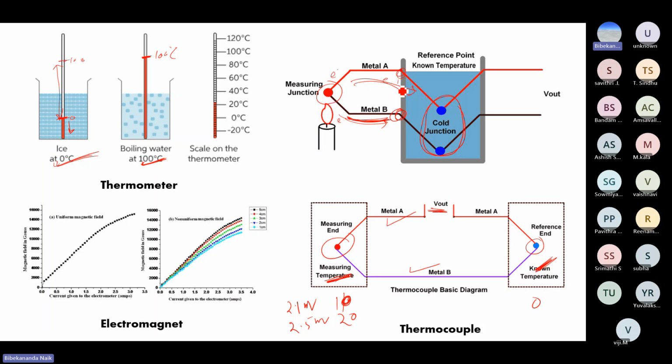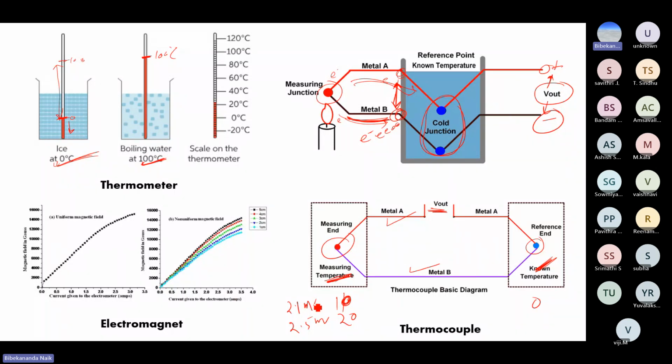Due to the difference between these two, a potential difference is created, and this potential difference is due to the difference of temperature between the cold junction and the measuring junction. Suppose this is metal B, where electrons flow more. So there are more electrons here, so it is negative. Electrons flow less here, so there are fewer electrons, so it is positive. Between positive and negative, a voltage is induced, and this is measured with the voltmeter.